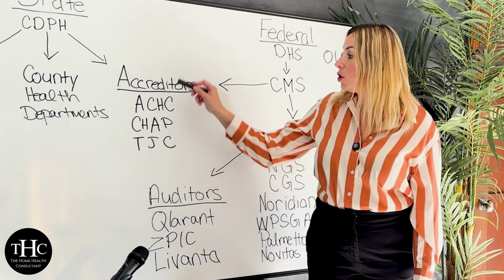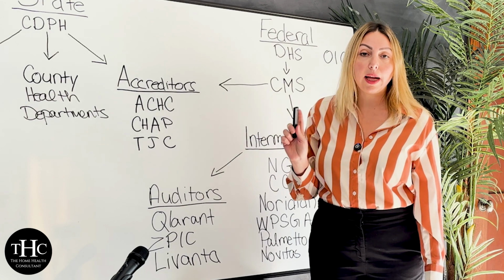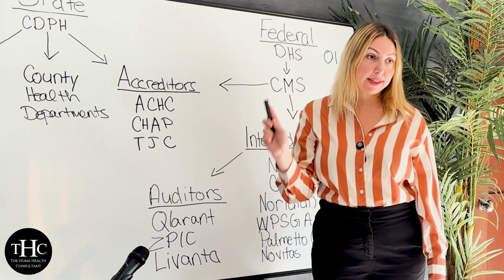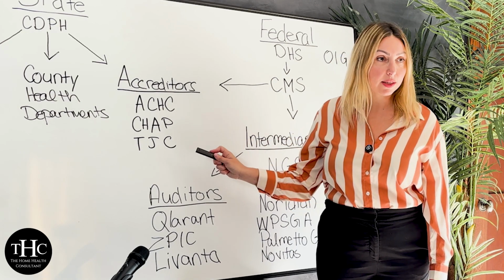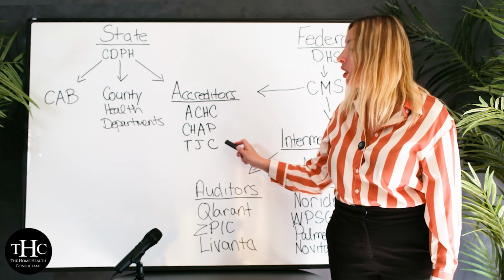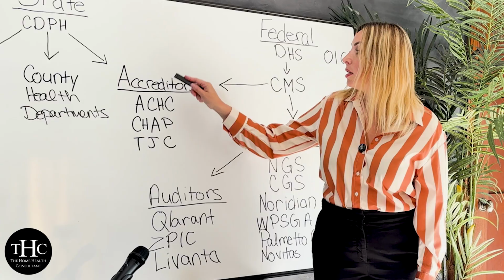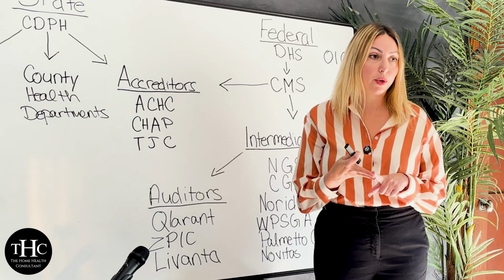Next, under the accreditors, there are 3 companies that are allowed to do licensures and other surveys like that for the state. These are ACHC, CHAP, and TJC. TJC was JAGO. Now it's the Joint Commission. This changed a couple of years ago, so if you're used to hearing JAGO, this is TJC now. And so the accreditors can now conduct licensures, focus surveys, and so on.